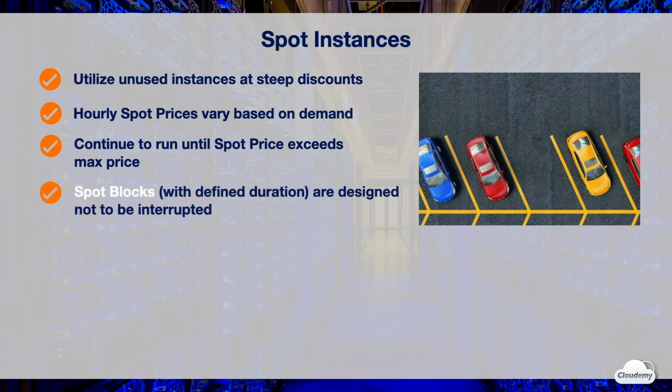Spot blocks are spot instances with a defined duration, designed not to be interrupted and will continuously run for the specified duration. In rare situations, spot blocks may be interrupted due to Amazon EC2 capacity needs. A spot fleet is a collection of spot and on-demand instances for target capacity. You may specify a different allocation strategy for your spot instances and on-demand instances. The spot fleet will try to maintain the capacity when spot instances are interrupted.